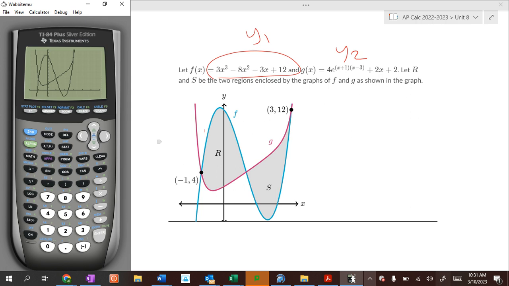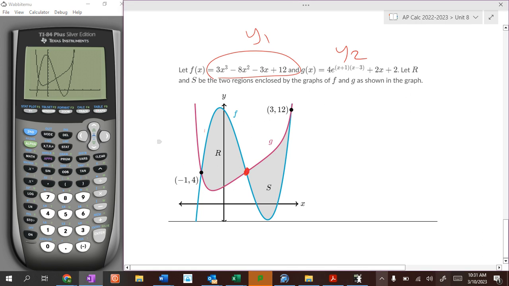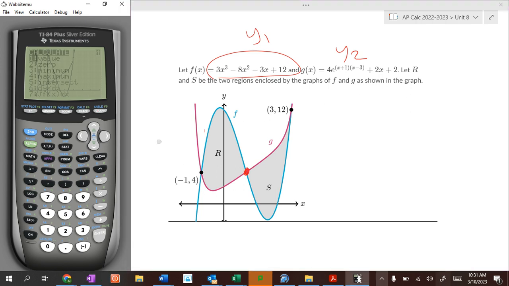So now what do I need to find next? You need to find the shaded area. Before I find the shaded area, I gotta find something before that. Intersection, where these intersect. Exactly. Second trace, 5, enter. So if we go close to it and hit enter, enter, enter.